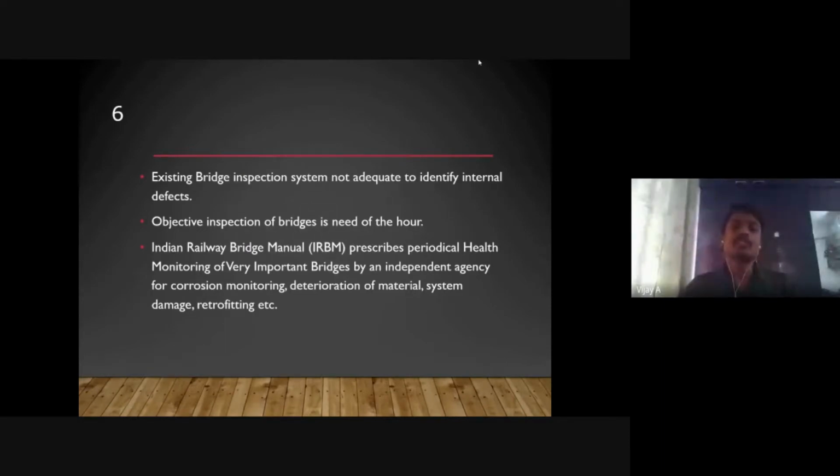Existing bridge inspection systems are not adequate to identify internal defects. So the objective of inspection of bridges is the need of the hour, right? Bridges, as I said, are very critical infrastructure that helps maintain the economic status of a nation, just like your dams. The catastrophe or any failure of dams will definitely lead to a major collapse or a major setback for the economy of a country. So similarly, bridges also lie on the same principle.